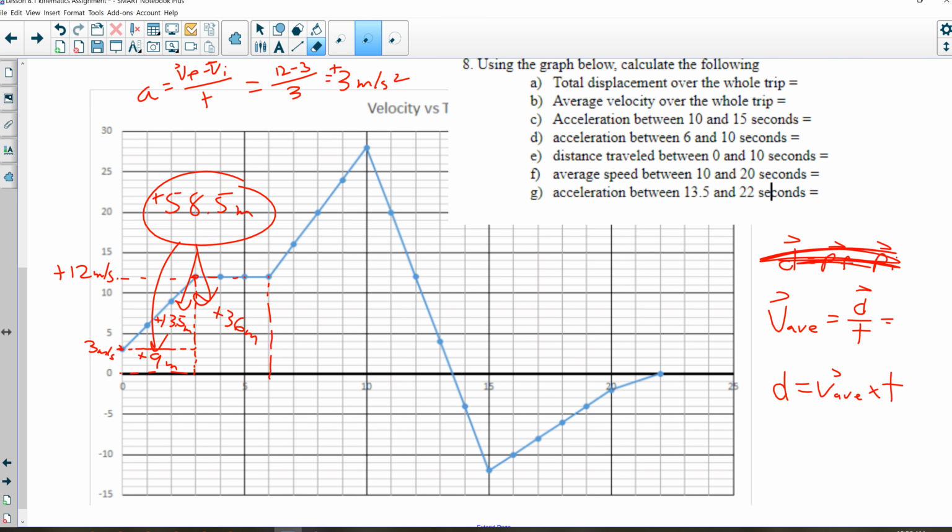That's the recognition that we have to get to when we're dealing with graphs. What am I getting off of this graph? What have I already calculated off of this graph? Do I have another formula on my formula sheet that has the information that I have? Okay, that's the process you have to go through.